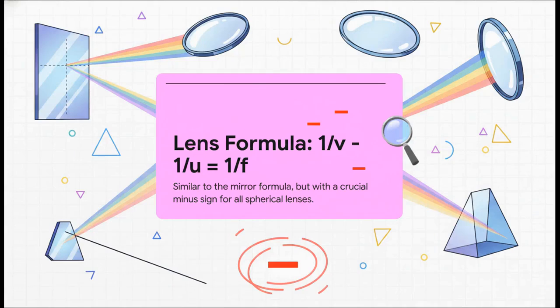Next up is the lens formula. Now look really close here. It's almost the exact same thing as the mirror formula, but there's one tiny critical change. See it? That minus sign. 1 over v minus 1 over u equals 1 over f. That little minus sign is the only thing separating the math of reflection from the math of refraction.